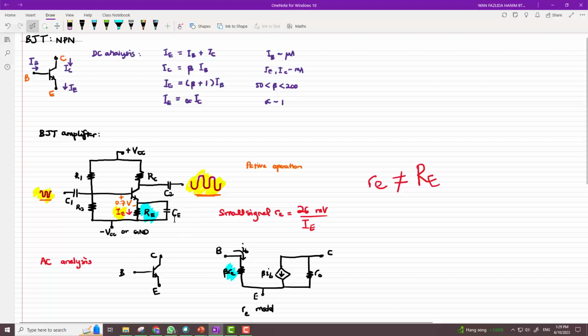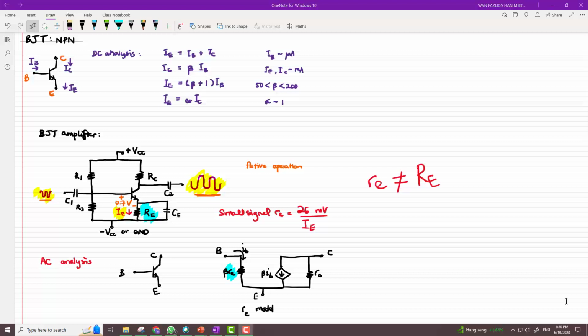But when we do AC analysis, C1, C2 and CE become short circuit, and CE bypasses RE because it creates a path of short circuit that makes the emitter current not go through RE, and so RE is effectively non-existent because it's been bypassed by CE in AC analysis.